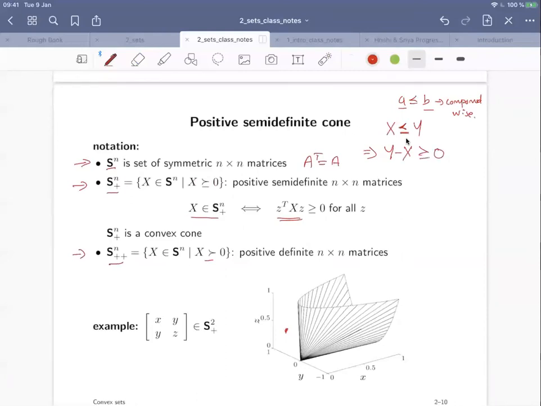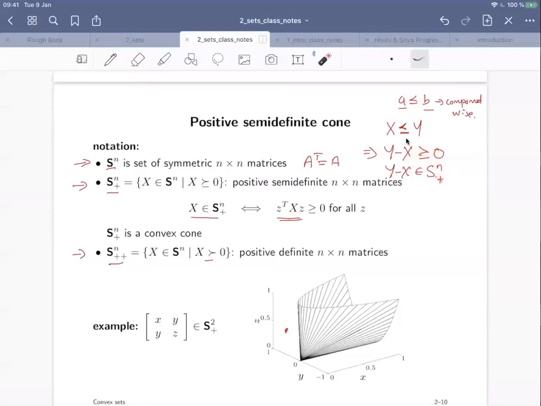So here, positive semi-definite means Y minus X belongs to Sn plus. Okay, so when you compare two vectors, it is component wise, and for matrices that is defined using the concept of positive definiteness or positive semi-definiteness. If this is a strict inequality, then that is a positive definite matrix.